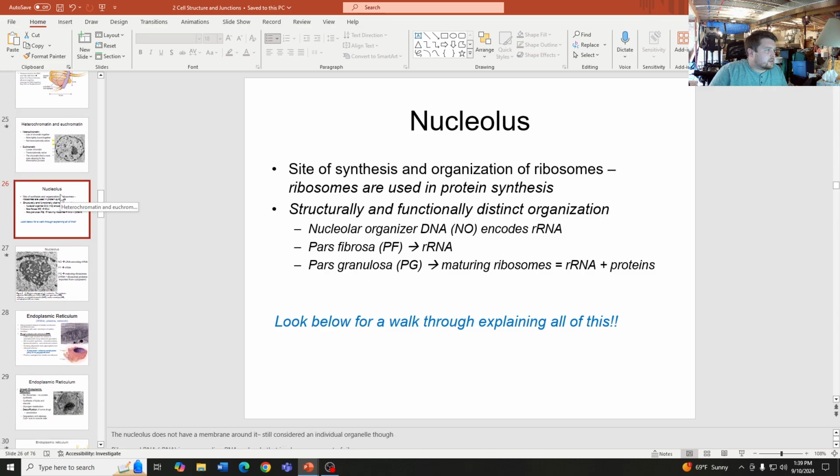There's the nucleolus. The nucleolus is the specific site of synthesis and organization of ribosomes. So the making of ribosomes happens within the nucleus. Remember, the nucleolus is even smaller within there.